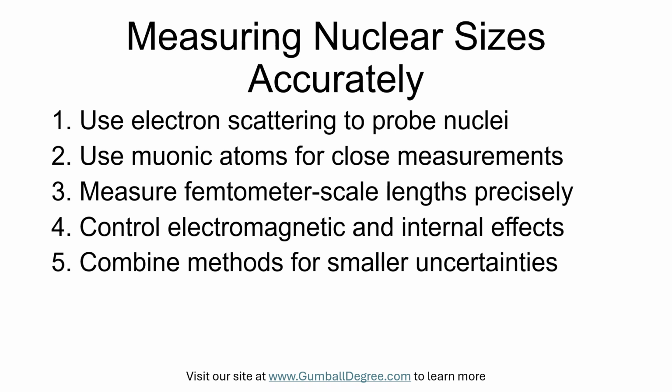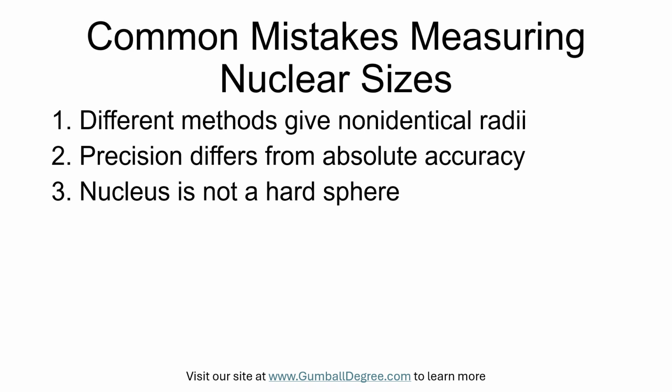The exact precision depends on the nucleus, the experimental technique, and how well we can control and understand things like electromagnetic effects and the internal distribution of protons and neutrons. Combining different methods and careful theory lets physicists quote radii with very small error bars compared with the size of the nucleus. A common misconception is thinking all methods give identical radii, but different probes can be sensitive to slightly different distributions and require careful theoretical interpretation, so compare consistent definitions and corrections.